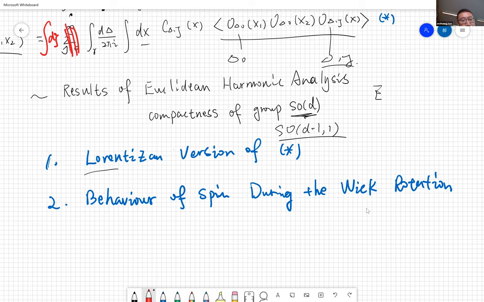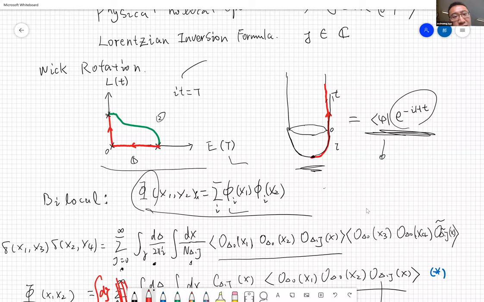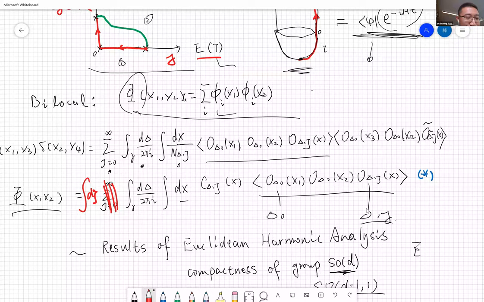Another problem is the behavior of the spin. Next we come back to our picture here. In our rotation, an interesting question is how can we get a continuous spin in the Lorentz picture? From the Euclidean time, we have a discrete value of g, but in the Lorentz picture, we have continuous g. Another interesting question is how can we deal with it in Wick rotation, since Wick rotation is a continuous procedure, but the fixing of the spin is not well understood. Those are my two questions here. Those questions are still unsolved in our project.